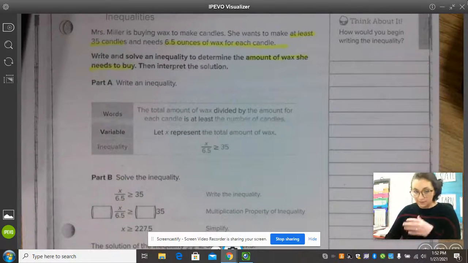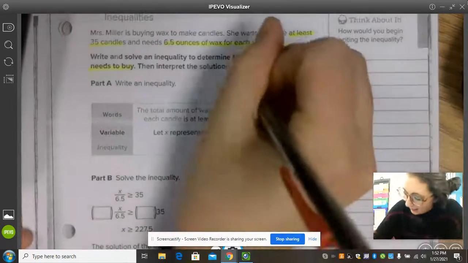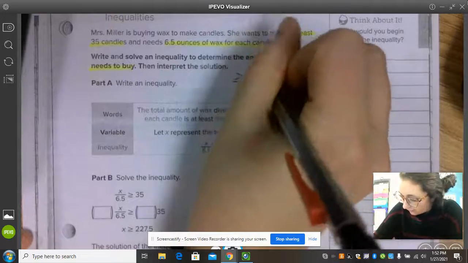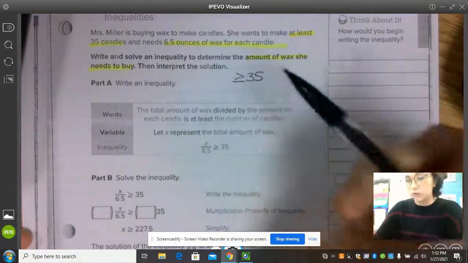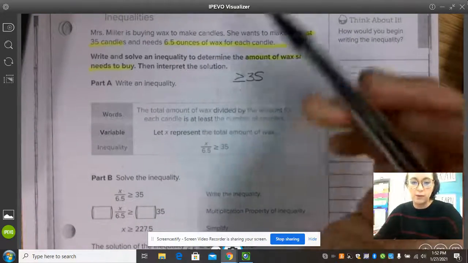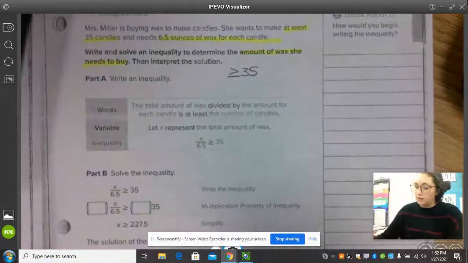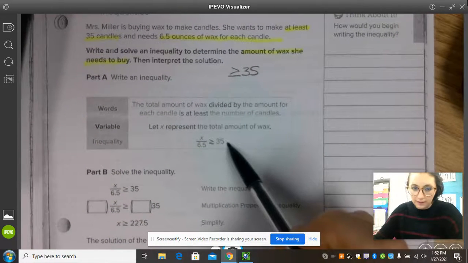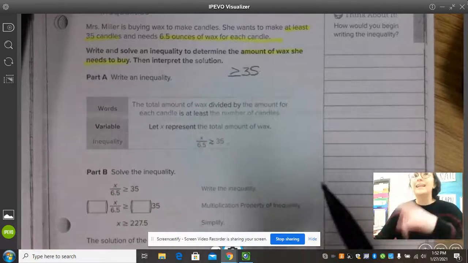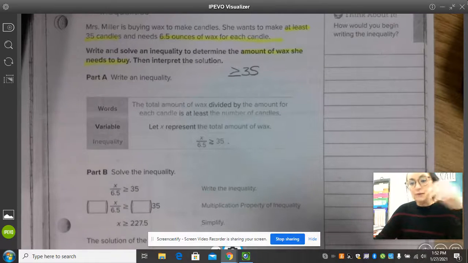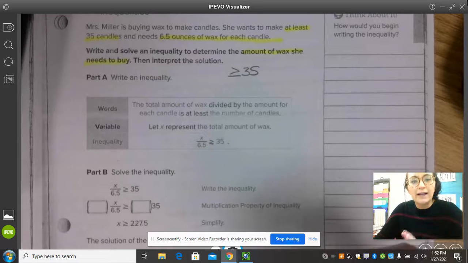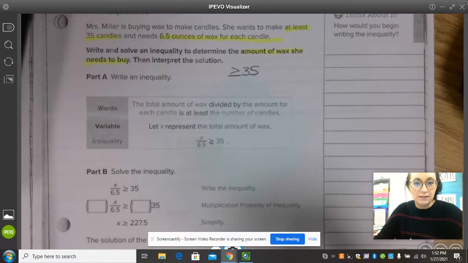So I know that I need at least 35 candles, so more than or equal to 35. That's where that symbol comes from. I didn't just pull it out of the air. So that's this part. If I'm ending up with the 35, remember, I'm not answering the question right now. I'm writing the inequality to illustrate the situation.